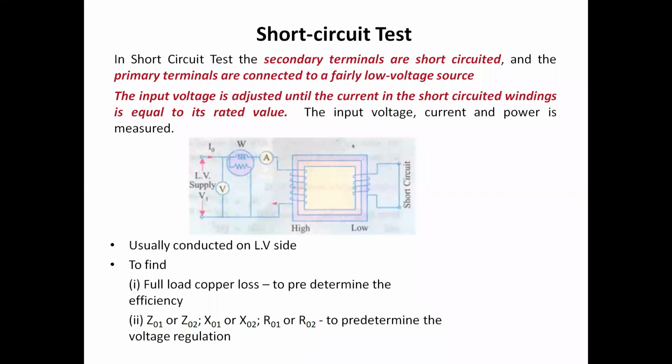Then in the short circuit test, we short the LV side and apply a reduced voltage. Then we calculate Z0, X0, R0, either on the primary side or the secondary side. This parameter is required to determine the voltage regulation. Then we calculate the copper loss also, which is required to calculate the efficiency. So one numerical is based on this. They give the open circuit, short circuit parameters. We calculate these parameters and losses, then we calculate the efficiency.